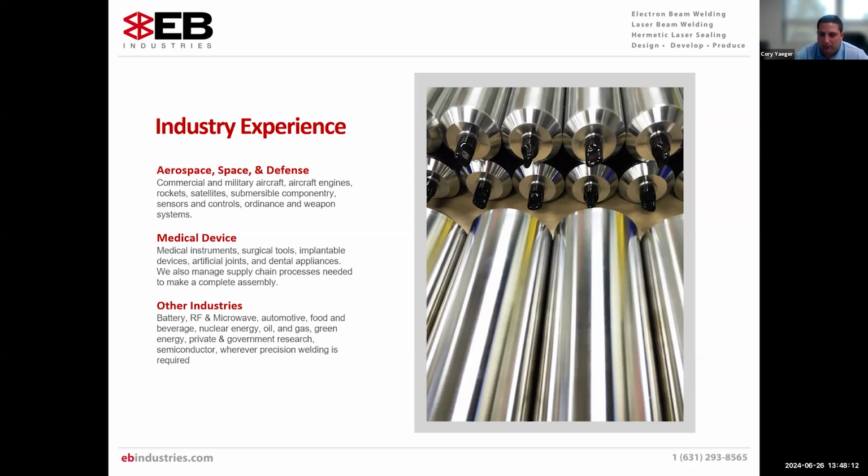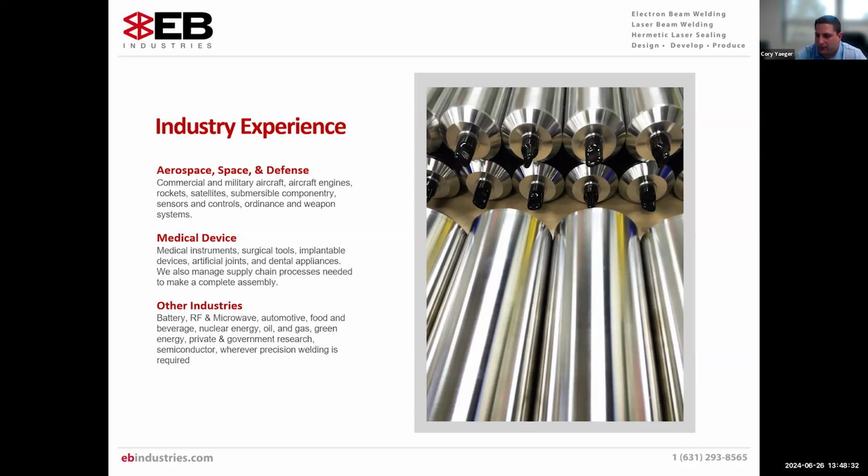Medical devices is probably our second most popular industry that we support, and for the applications, we support medical instruments, surgical tools, implantable devices, artificial joints, and we also support many dental appliances. We also manage the supply chain processes needed to make a complete assembly in these industries.